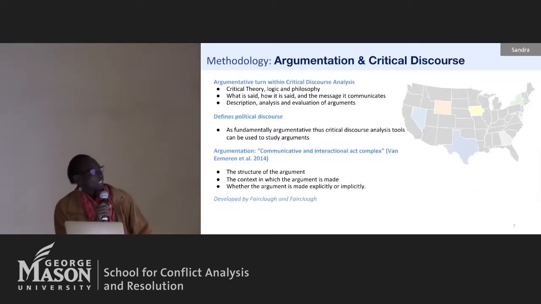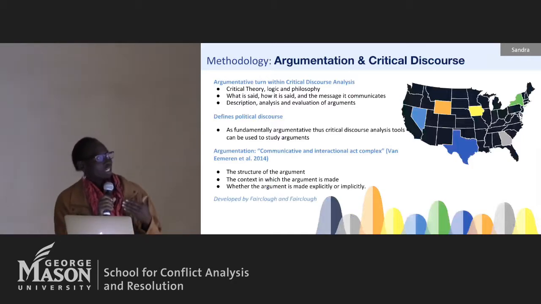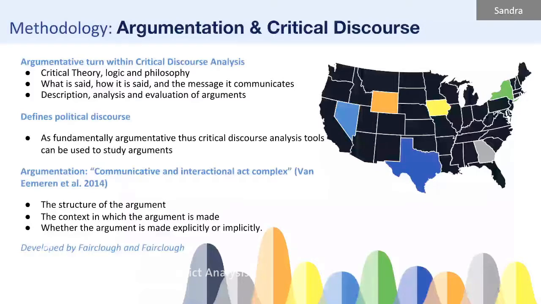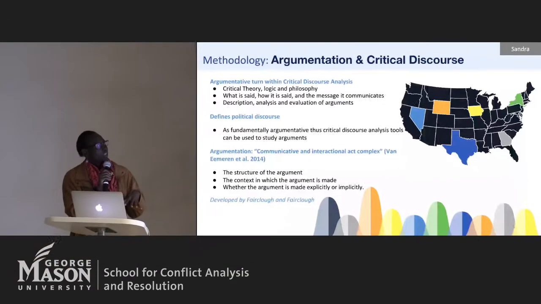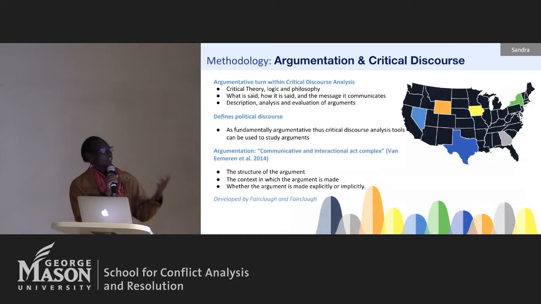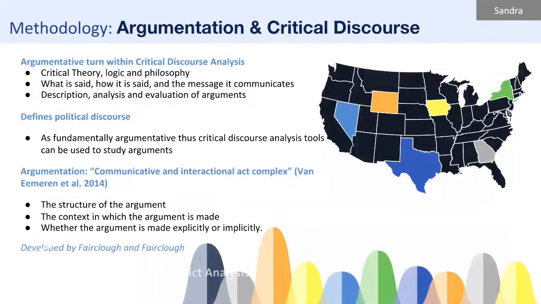So what we used for the data that we've collected throughout the semester is argumentation and critical discourse analysis. There is a new term within critical discourse analysis that focuses on argumentation and the study of arguments. This term looks at how arguments are used in text and how people communicate political arguments in text. Critical discourse analysis comes from critical theory, which looks at the study of power and how power is manifested in the use of language and in different mediums of communication.